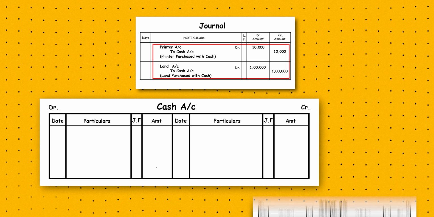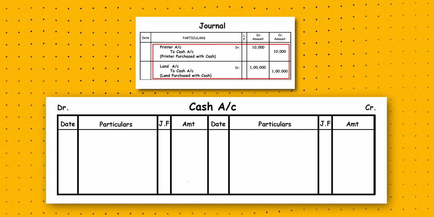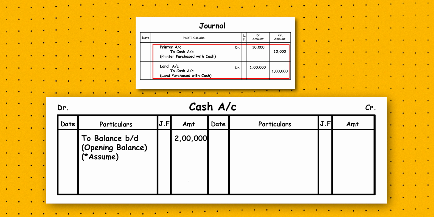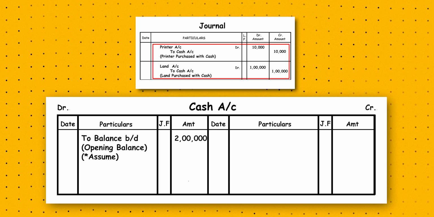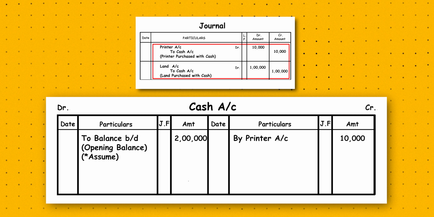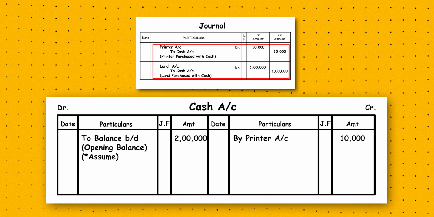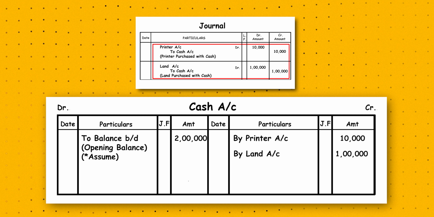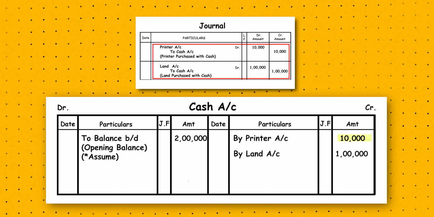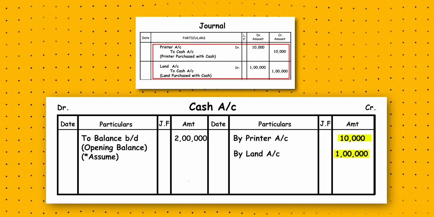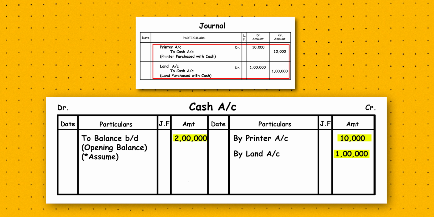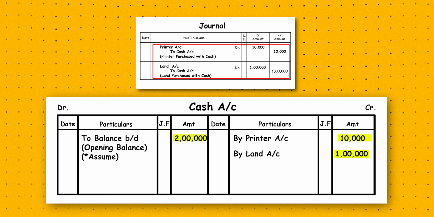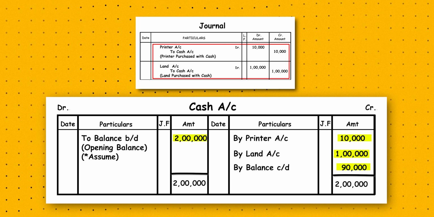Take a look at this cash account ledger. Let's assume you already had a cash balance of 2 lakhs with you, and if you see the right side, you bought a printer worth 10,000 rupees and a piece of land worth 1 lakh rupees. So after spending 10,000 and 1 lakh from the 2 lakhs, the business has a remaining balance of 90,000 rupees. See, it was much easier to understand.